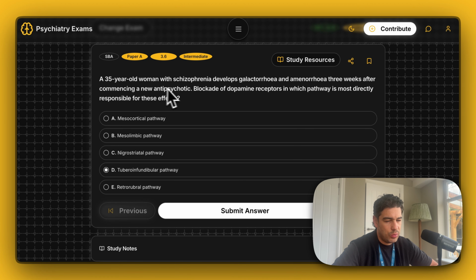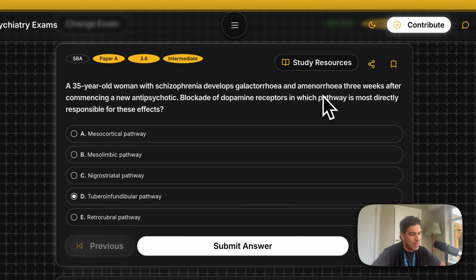So a 35-year-old woman with schizophrenia develops galactorrhoea and amenorrhoea 3 weeks after commencing a new antipsychotic. Blockade of dopamine receptors in which pathway is most directly responsible for these effects? Looking at the options, we've got mesocortical pathway, mesolimbic pathway, nigrostriatal pathway, tuberoinfundibular pathway, or retrorubral pathway.